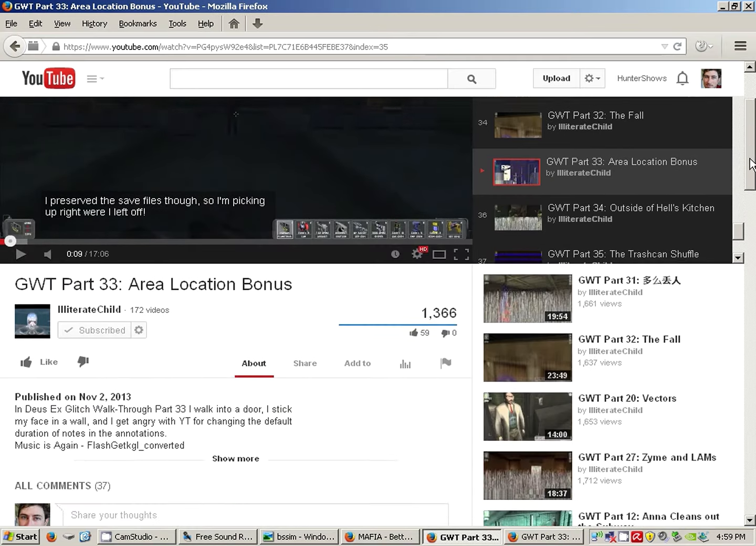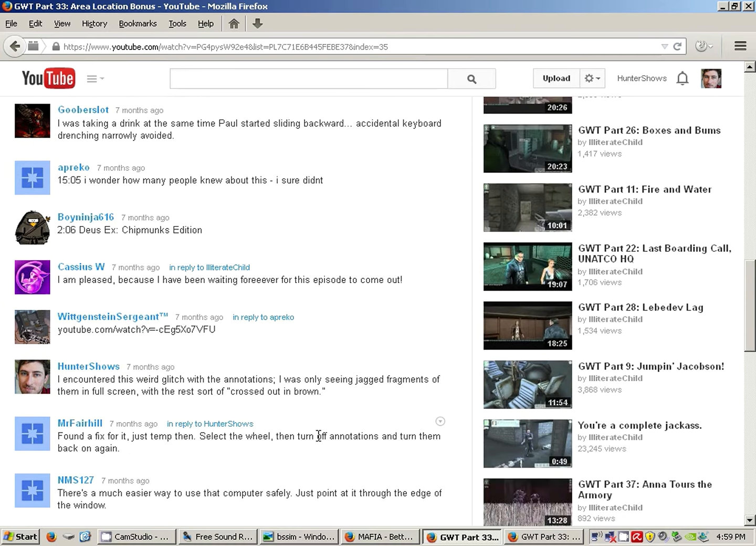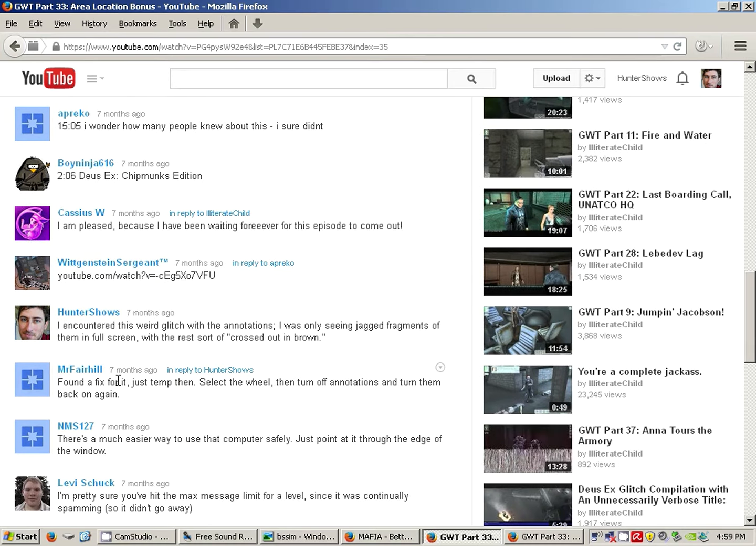And I left a comment on it saying, I encountered this weird glitch with the annotations. I was only seeing jagged fragments of them in full screen, with the rest sort of crossed out in brown. Now, if you haven't seen this bug, that probably sounds like nonsense, which it now is because the bug has been fixed. And someone replied to me, which was nice, not because of what he said, but because it revealed to me that other people were having the same problem.